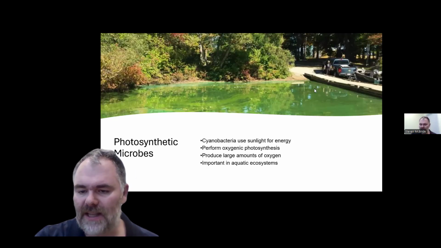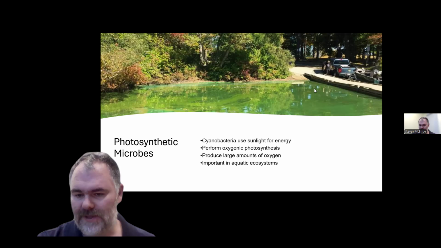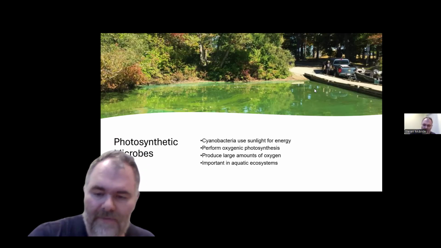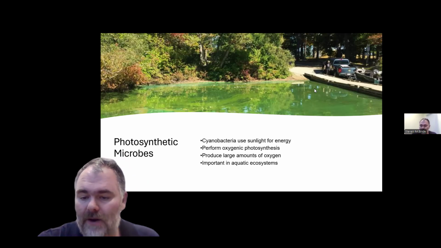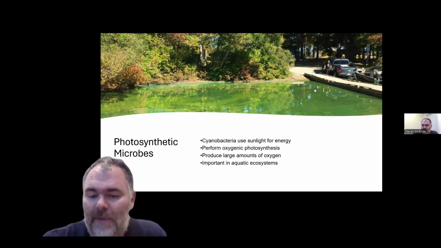Some bacteria can use sunlight as an energy source. Cyanobacteria are one of the most important examples. These organisms perform oxygenic photosynthesis, meaning they use sunlight to produce energy while releasing oxygen as a byproduct. This process dramatically changed Earth's atmosphere billions of years ago. Before photosynthetic microbes became widespread, Earth's atmosphere contained very little oxygen. Over time, cyanobacteria helped increase atmospheric oxygen levels, making aerobic life possible.